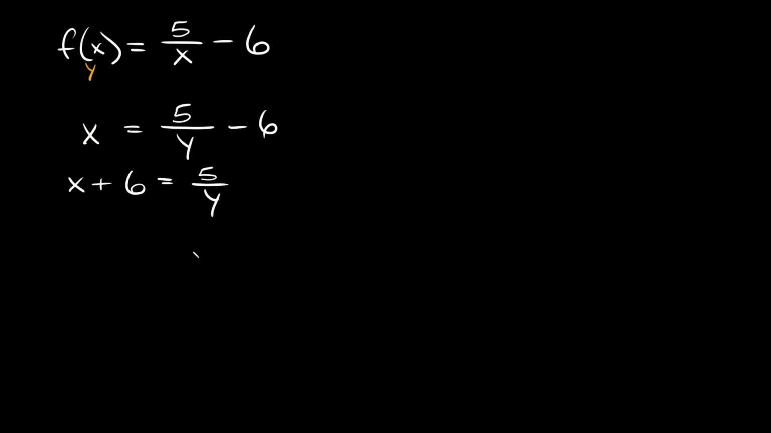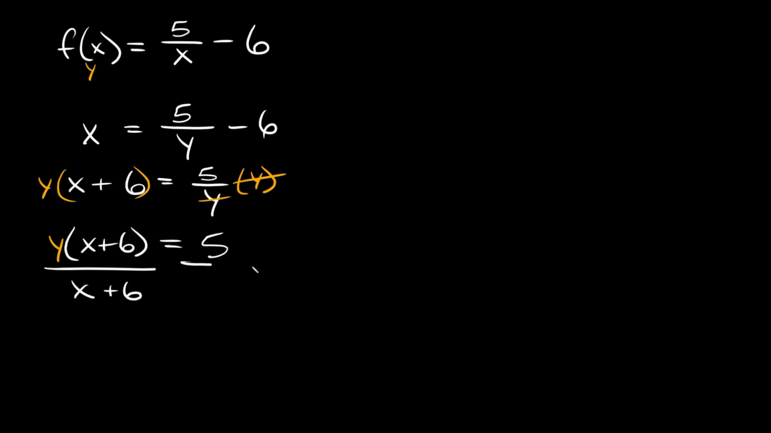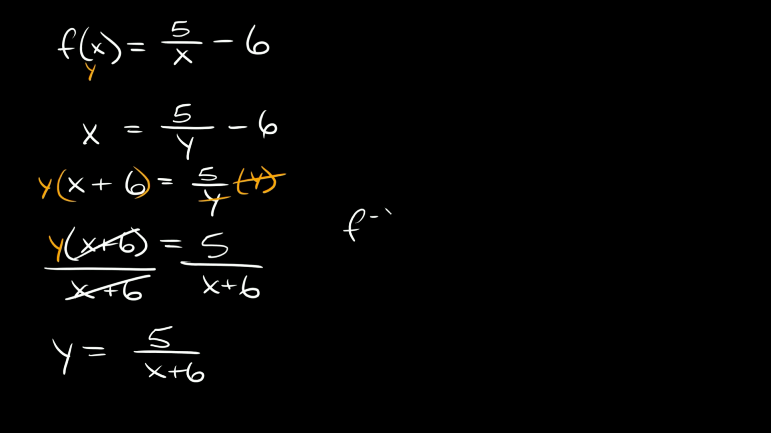Now again, we want to get y out of the denominator, so let's multiply both sides by y. Multiply this whole side by y. So then on this side, we get y times x plus 6 is equal to, on this side they cancel out, right? So just 5. Okay, so then lastly, we can get rid of this x plus 6 by dividing both sides by x plus 6. Okay, those cancel out. So we finally end up with y is equal to 5 over x plus 6. Or again, you can write this as the inverse function is equal to 5 over x plus 6.